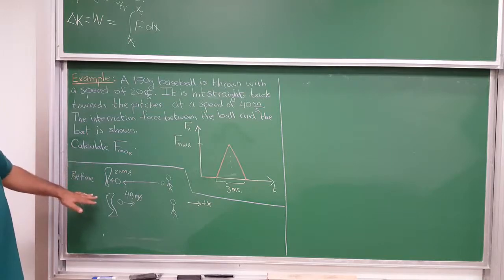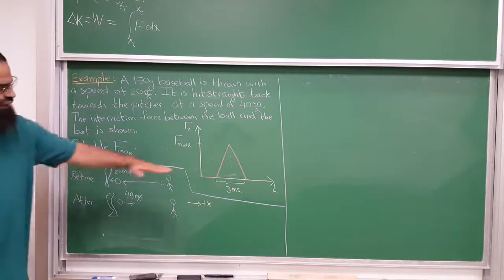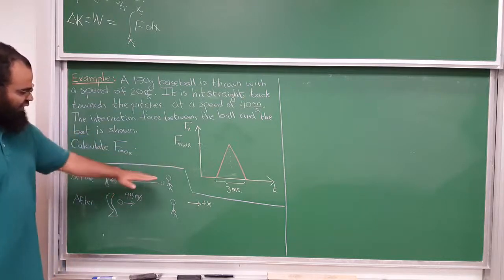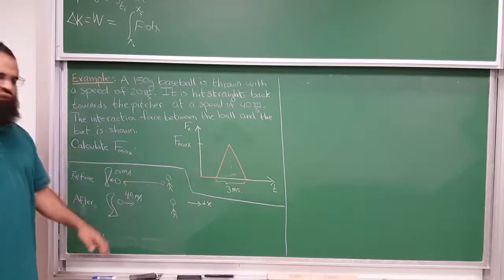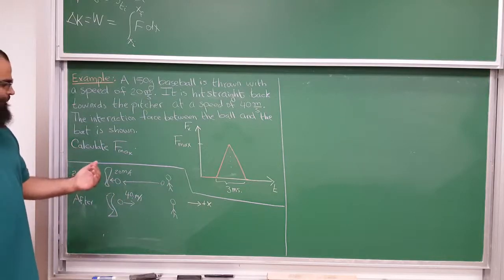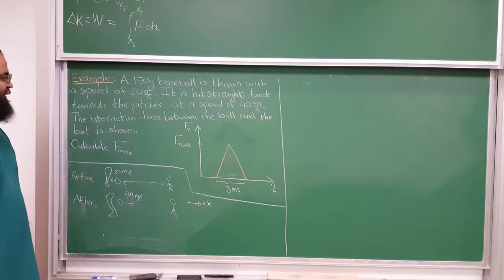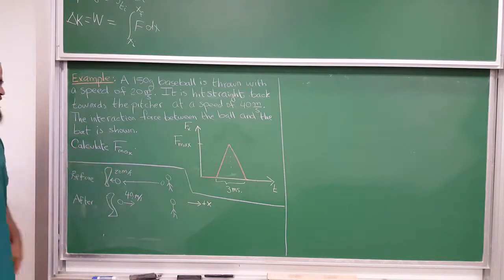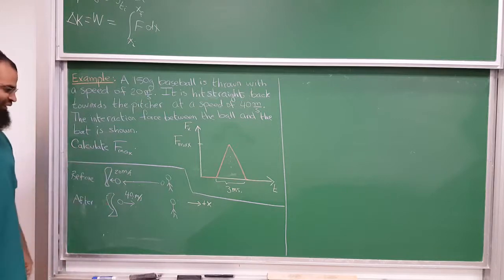We're concerned with the baseball's motion along the x direction. So in the x direction, there is only the bat hitting the ball. Yes, there is gravity, but that's downward. I want the x direction of the force. And so this is it. So they say calculate F max. How are we going to even do this? How are we going to calculate it?